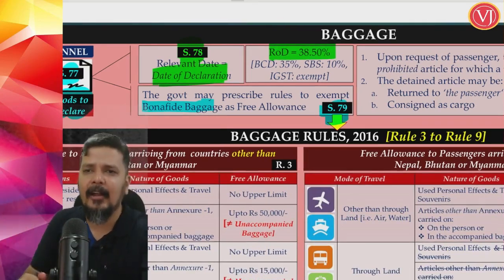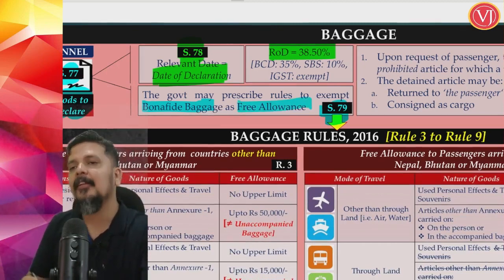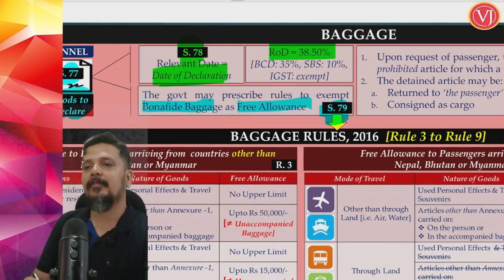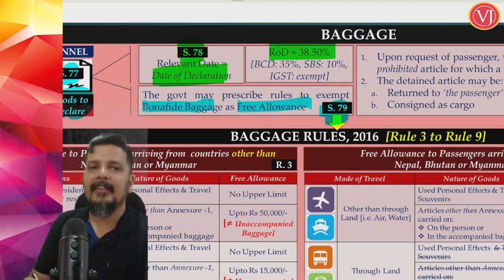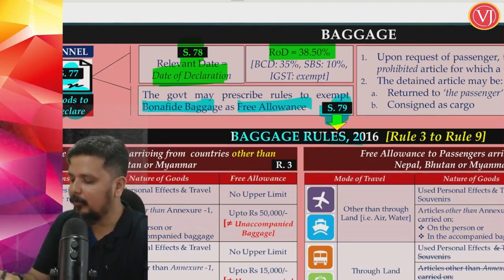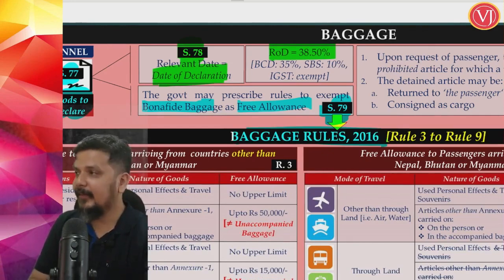Section 79 tells that if you are bringing bona fide baggage, and you are not hiding anything, you will get baggage exemption, technically called General Free Allowances, GFA, or duty free allowances. In simple language, section 79 gives birth to the Baggage Rules 2016.